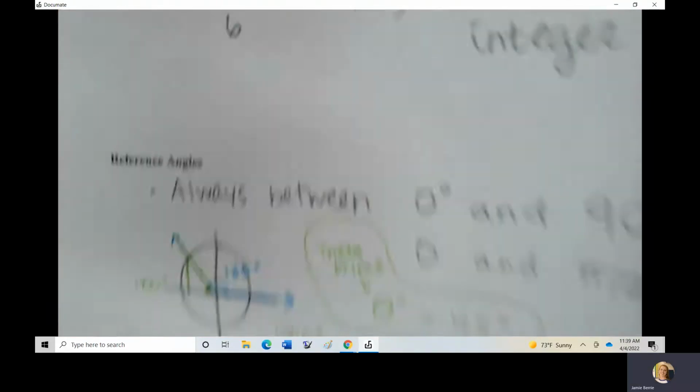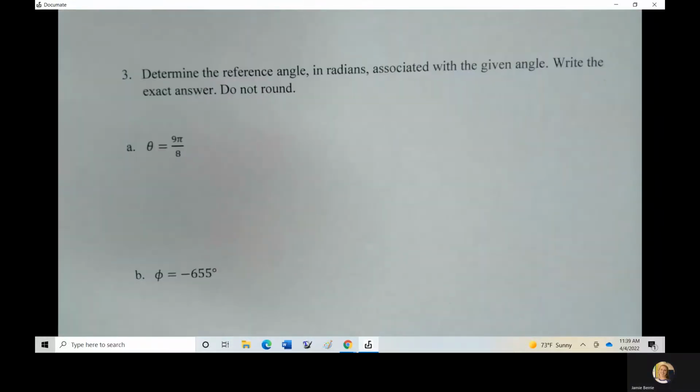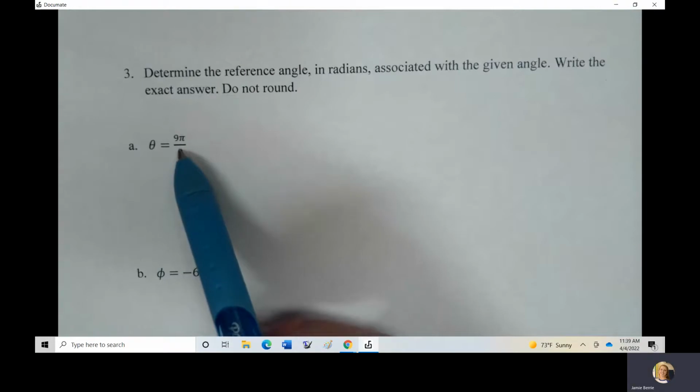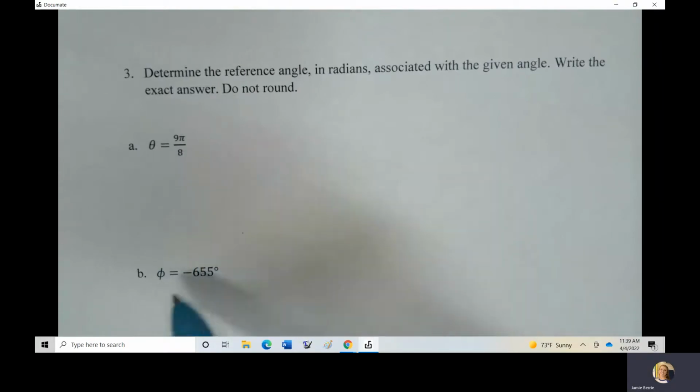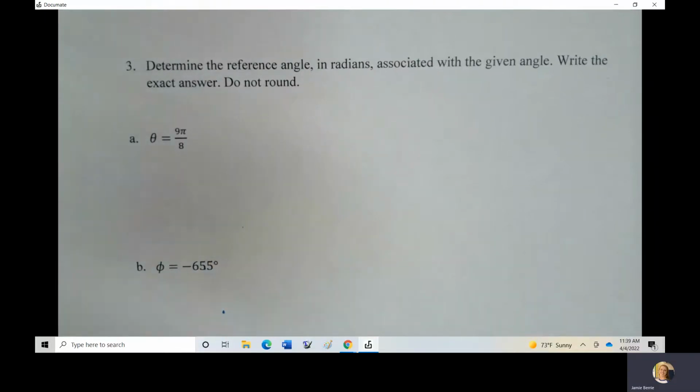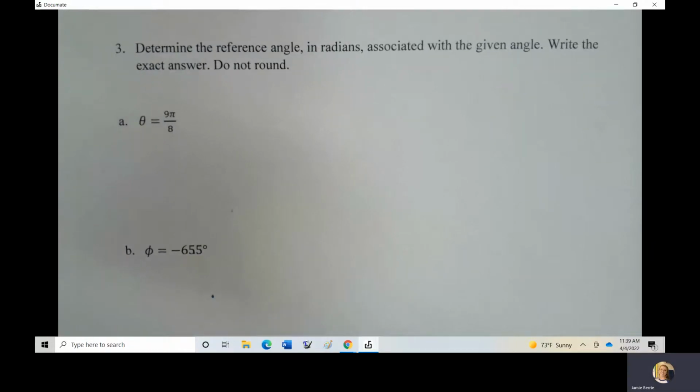All right, so let's start with our first example, which is in radians. Theta equals 9 pi over 8. If you are given your starting angle in radians, then your reference angle should be in radians. Whereas down here, our starting angle was given in degrees, so your reference angle should be in degrees. So whatever you start with, whether it be radians or degrees, that's what your reference angle should be in.